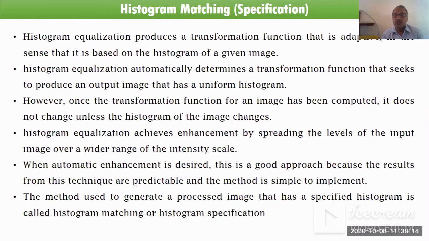Okay, so when we use histogram equalization on the image, that particular image will generate the transformation function. This transformation function spreads the intensity all over the range of intensity, and that's why a uniform histogram will be generated. However, once the transformation function for the image has been computed, it does not change unless the histogram of the image changes.